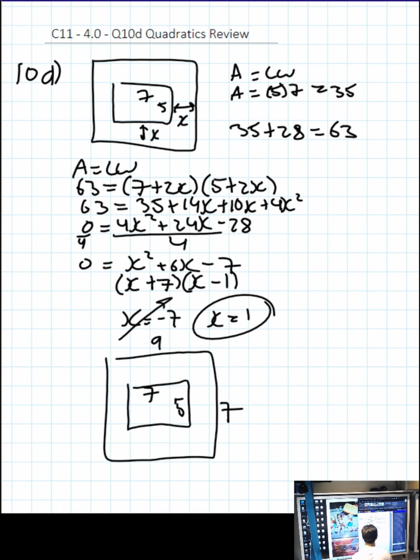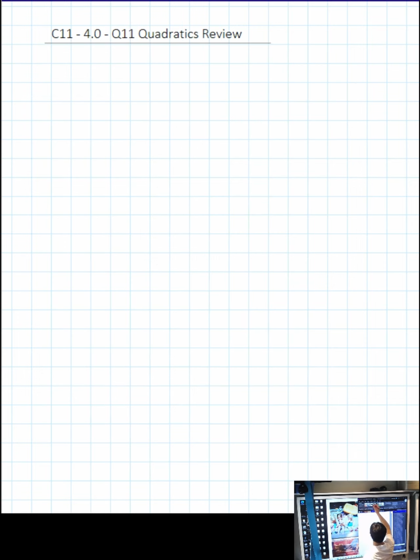Off to the right, A equals LW. And A equals 7 times 9, equals 63, check mark. X equals 1. 1 is the dimension of the width around the picture frame in order to increase it by that amount. Okay. Okay, number 11, find the dimensions of a right angle triangle. Let's start by drawing a right angle triangle.